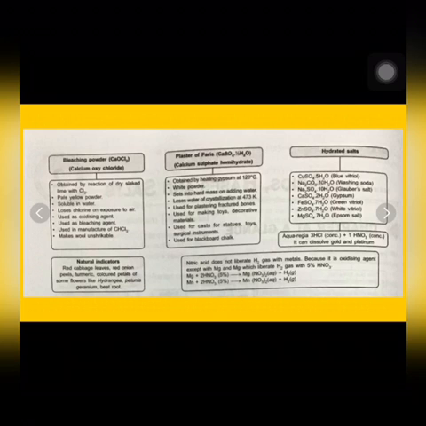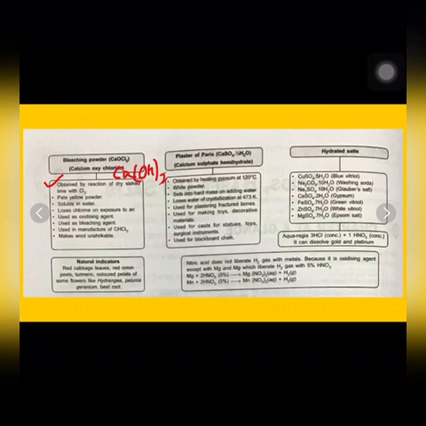Now let us see how bleaching powder, which is calcium oxychloride, is formed. Basically, bleaching powder is obtained by the reaction of dry slaked lime, which is calcium hydroxide, with chlorine. So when Ca(OH)2 reacts with chlorine, this is slaked lime, then calcium oxychloride, which is bleaching powder, is formed.